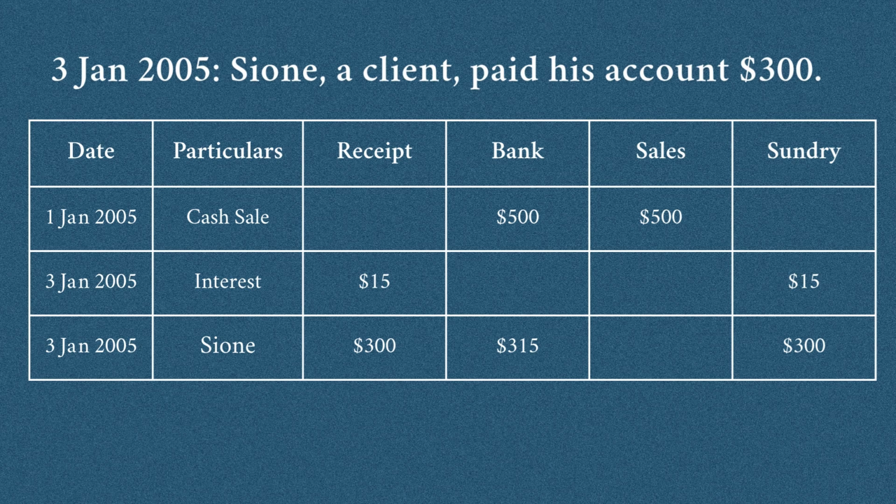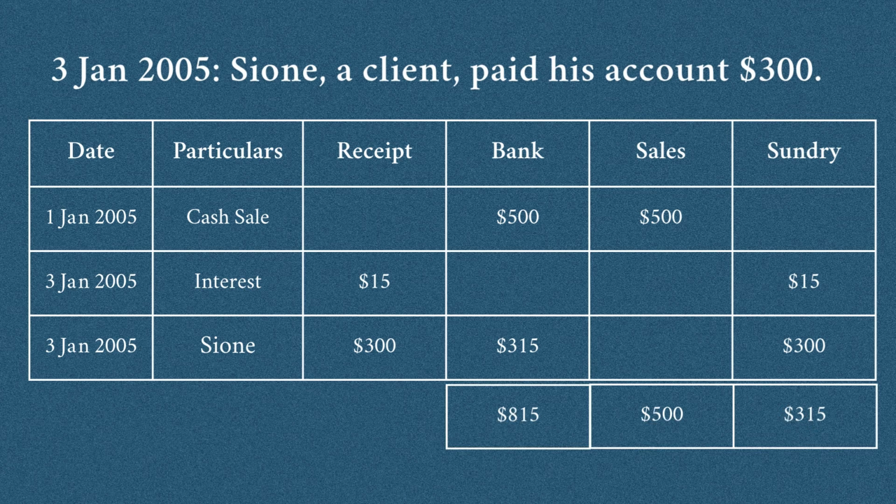The final step in preparing a cash receipts journal is writing the totals for the bank column and the rest of the columns on the right side of the bank column. In this example, the bank column adds up to 815 tala, the total for the sales column is 500 tala, and the sundry column amounts to 315 tala.